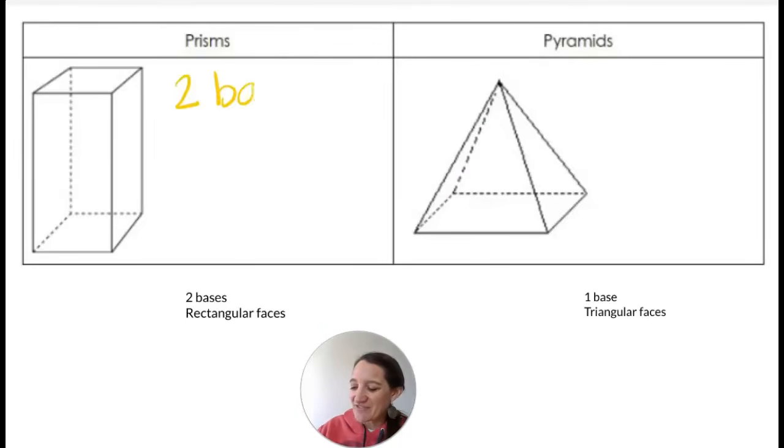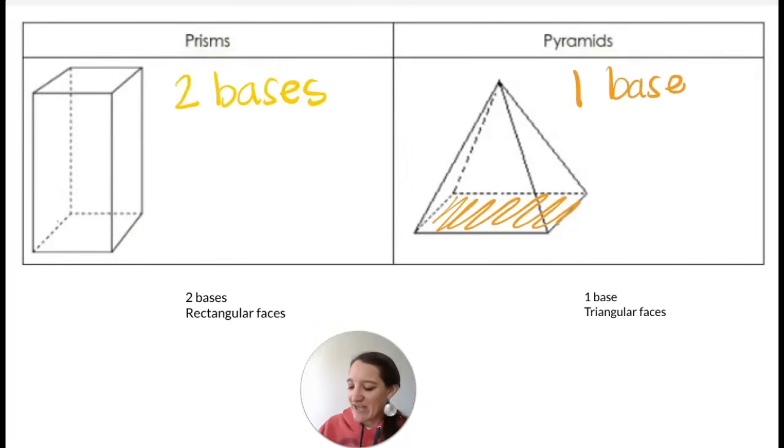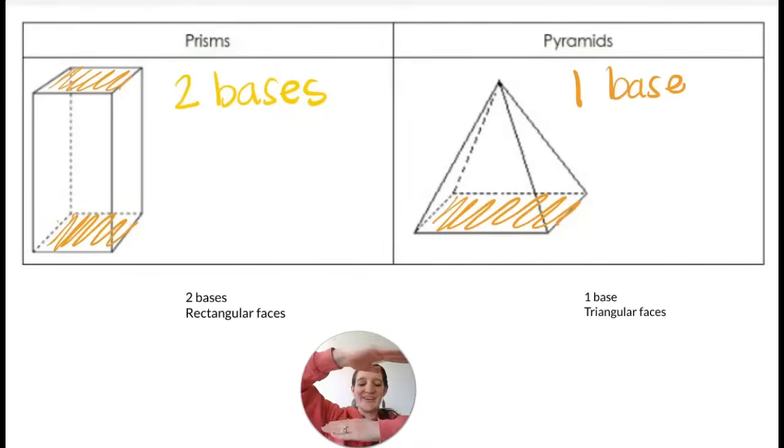Prisms have 2 bases and pyramids have 1 base. This flat part is the base for a pyramid. And remember that the bases for a prism are the 2 parallel parts, kind of like trapezoids, where the bases were the 2 lines that were parallel. Similar with a prism, it's the 2 bases that don't touch each other.